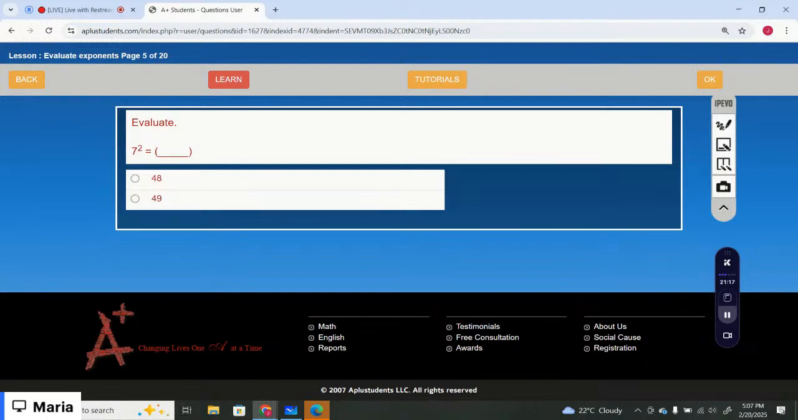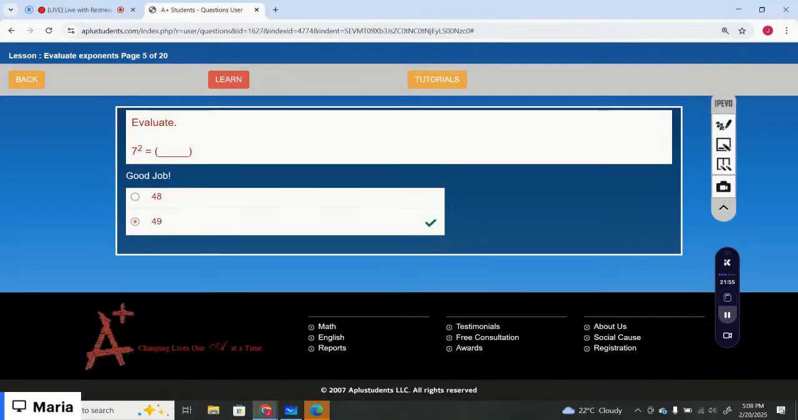7 square, which is the correct option? The correct option is 7 square. You have to evaluate 7 times 7, that is 49. Option number 2 is the correct option.